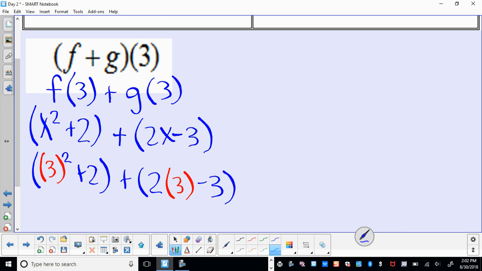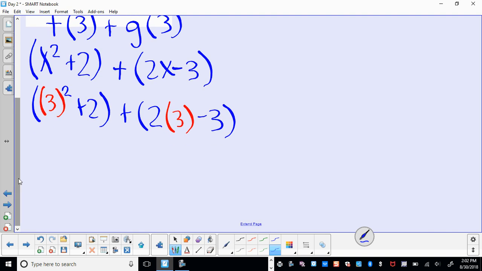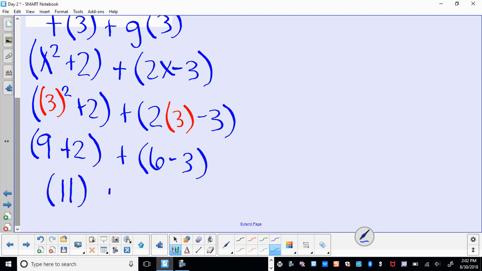I have all numbers, so whenever you have all numbers, you can put it right into your calculator. Or you can solve it the long way. Either is fine with me. Go ahead and solve this. What'd you get? You should get 14.